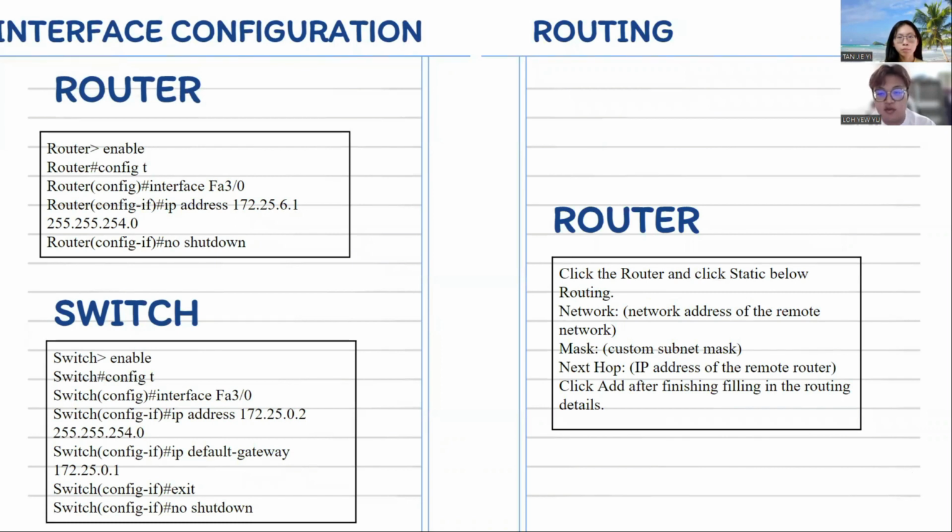So the routing part is basically to let two routers have a connection. We'll click the router and click static below the routing. Then the network is what kind of network we want to connect between these two routers. And the mask will be the custom subnet mask, which is 255.255.254.0. And the next hop means the IP address of the remote router, which is the router that you want to connect to.